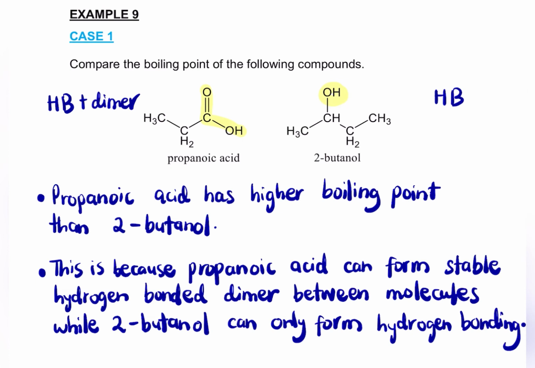You got 3 marks here. The first mark is about your statement, which one has higher boiling point. You got 1 mark here. And the next one, you got the second mark for propanoic acid can form stable hydrogen bonded dimer. This is your second mark. And the last one, 2-butanol can only form hydrogen bonding. So this is the third mark.